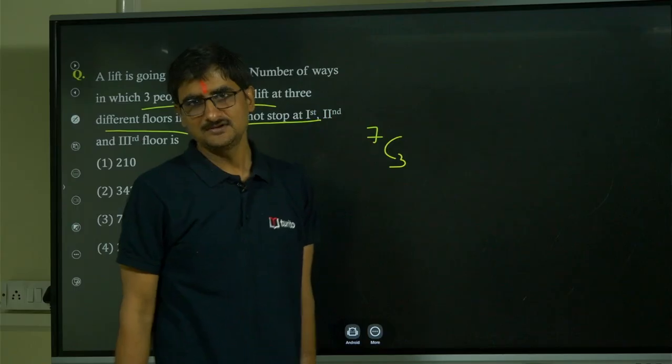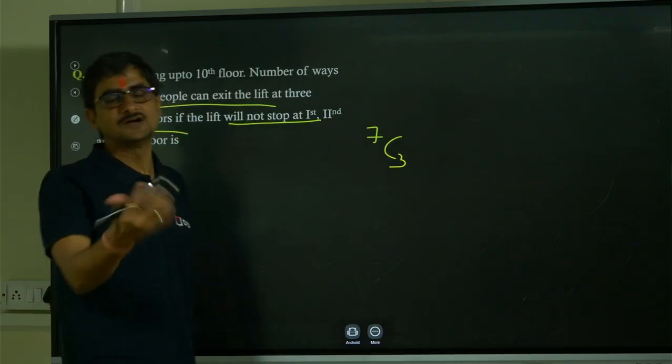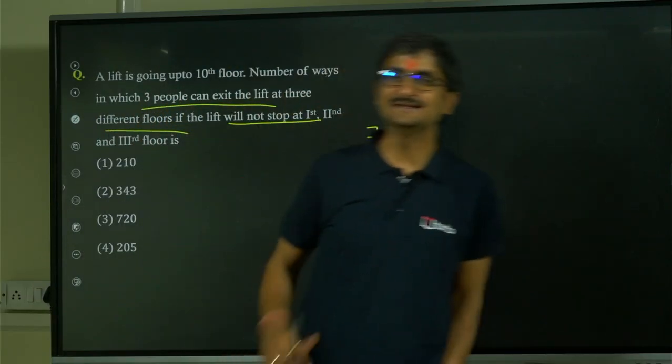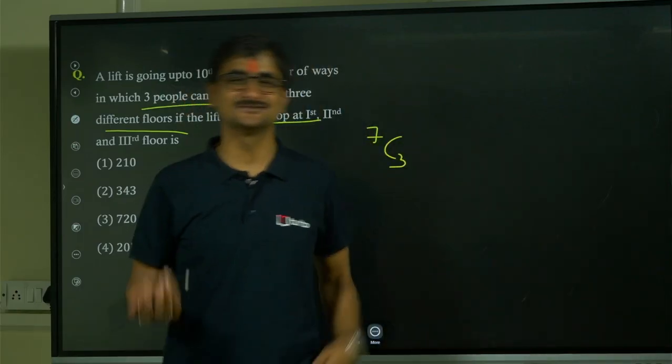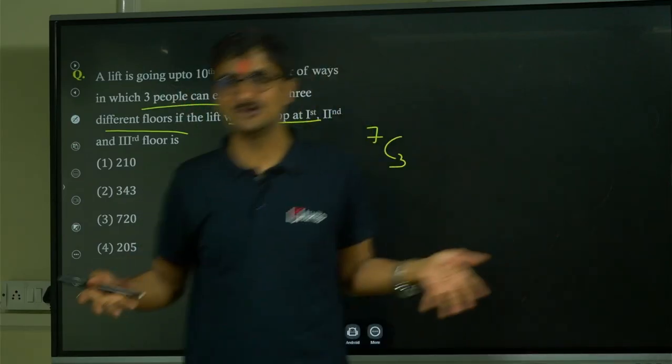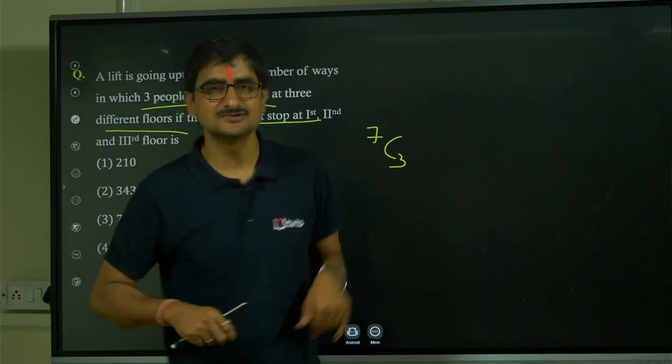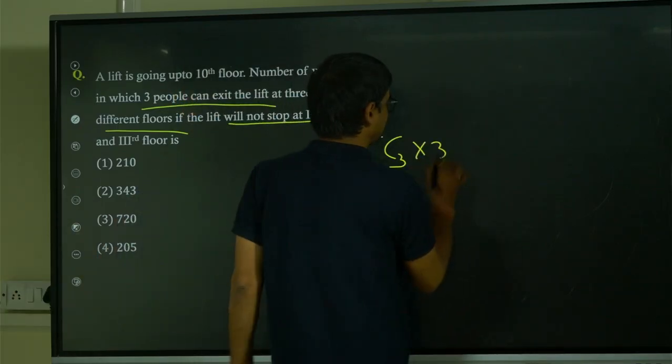Okay, so it's 7C3. Now, of course, 3 persons are there, 3 floors you have already chosen. So 3 balls, 3 persons and 3 boxes, 3 floors. In how many ways you can put those balls in the boxes is 3 factorial.